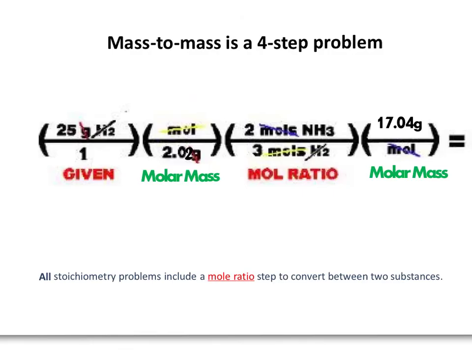The mass-to-mass stoichiometry problems we've been working are 4-step problems. They always follow the same pattern. The given information is first. The second step is the molar mass. This information is obtained from the periodic table and is the molar mass of the given substance. In this example, the given substance was H2. So 1 mole of H2 would have a mass of 2.02 grams.